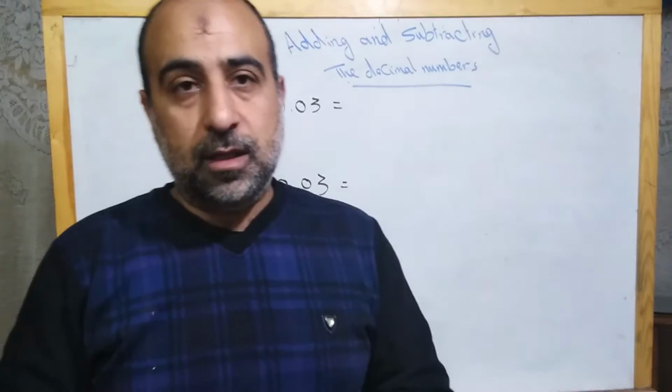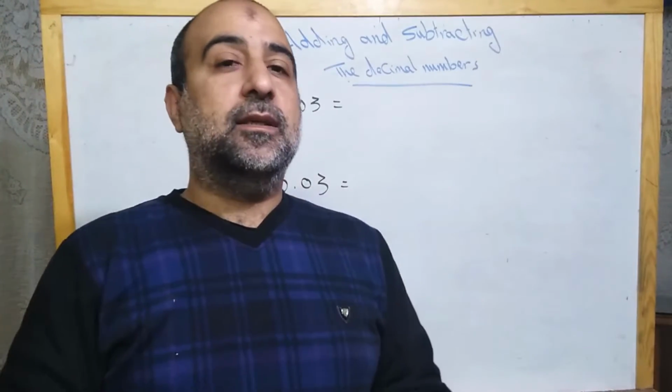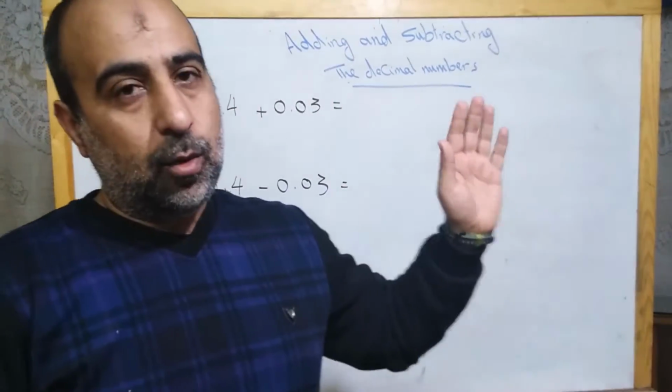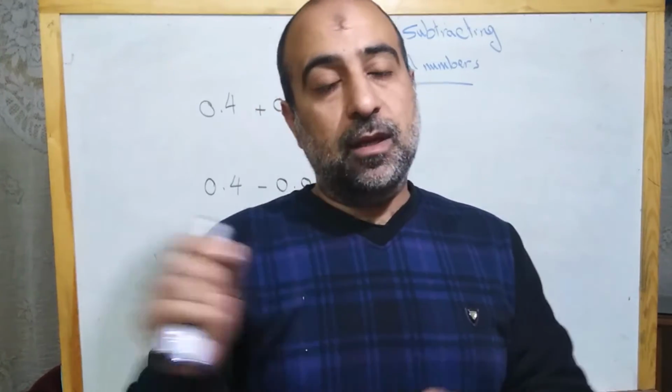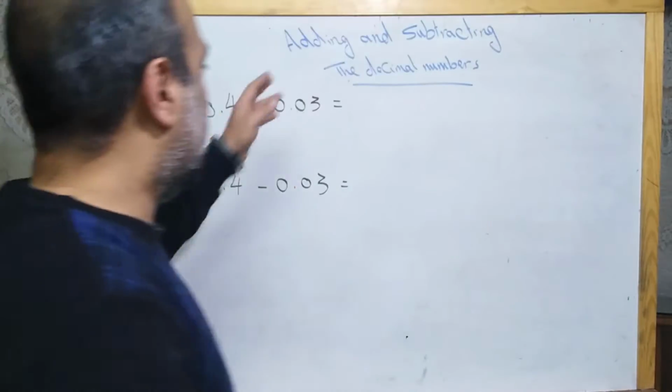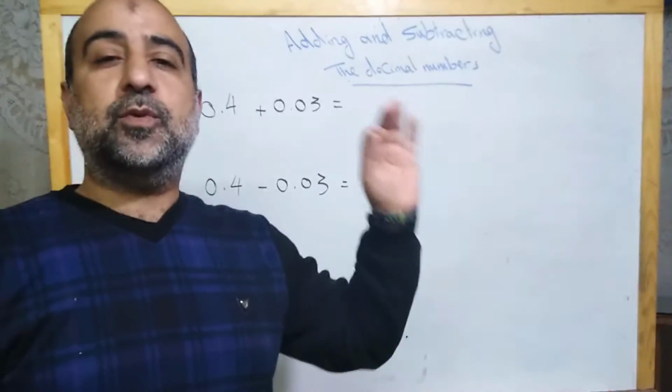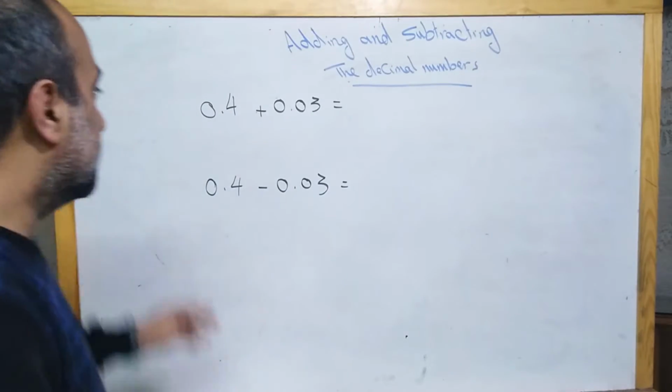We said in the comparing and ordering that to compare or order some decimal numbers, first we have to make the number of the decimal places the same in the two sides. Here in the adding and subtracting we have to do the same thing.